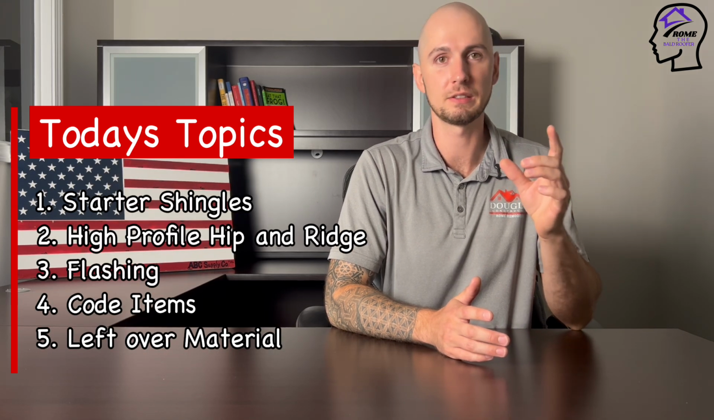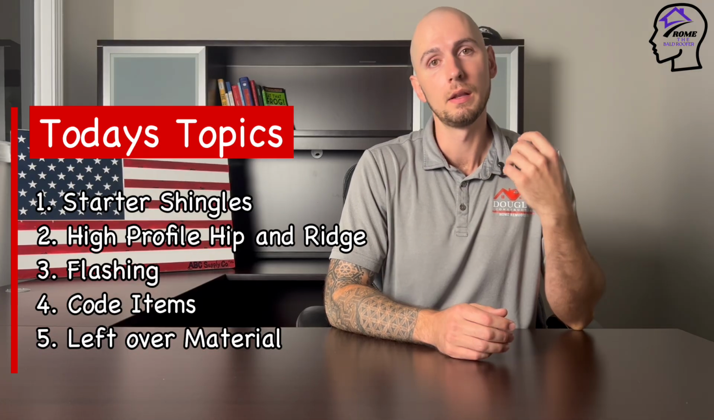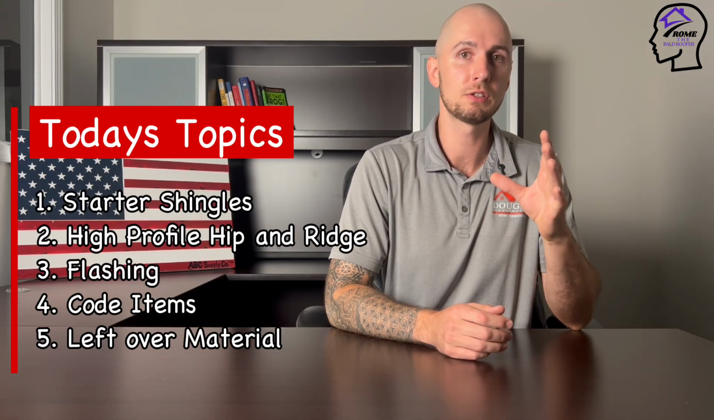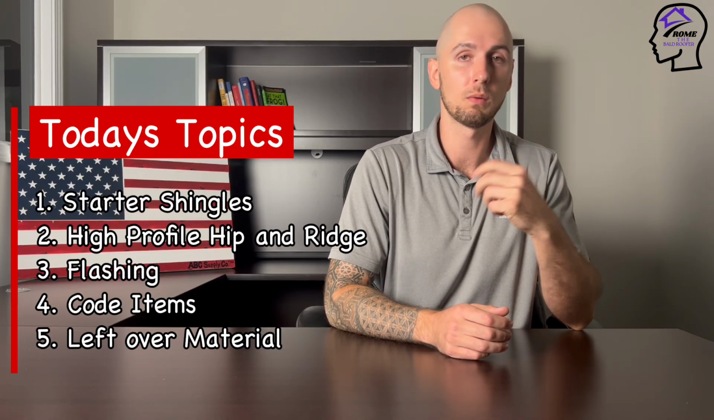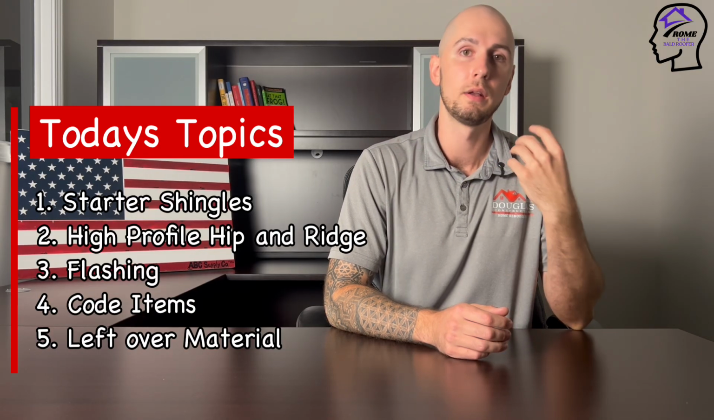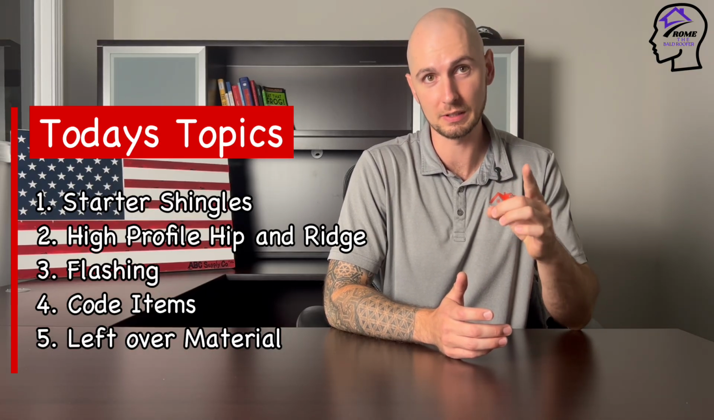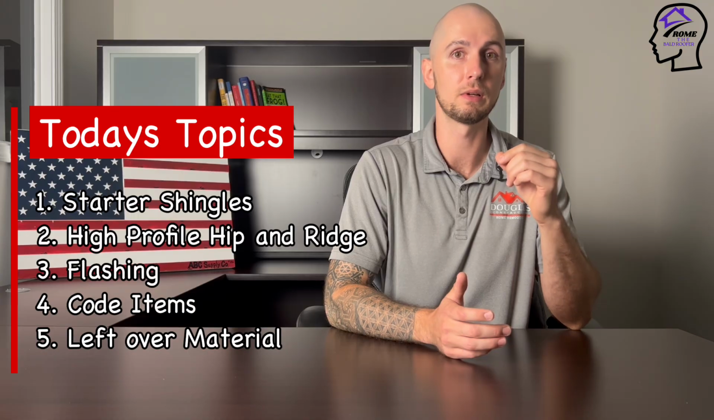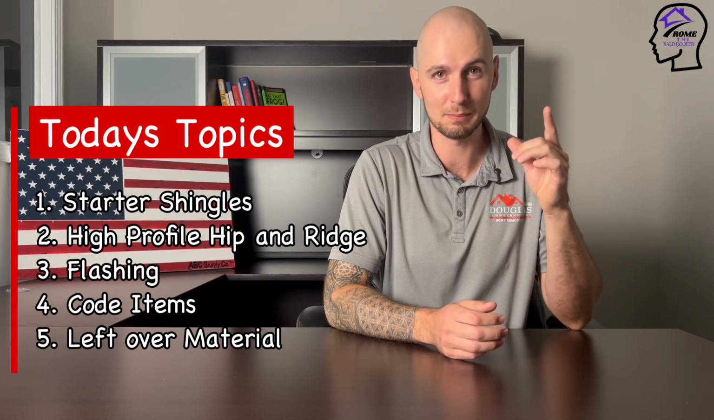Number 1 is going to be starter strip shingles. There's a couple different ways I see contractors do this to cut corners, and some of them are really not even cutting corners. Number 2 is going to be your hip and ridge. There's a couple different variances as far as profiles. Number 3, a big one I see is going to be flashing. Number 4 is going to be code items, making sure things are actually brought up to code when it's not there yet, or just adding it when it needs to be. Lastly is going to be using leftover materials. It happens more times than you think. So let's dive right into it.